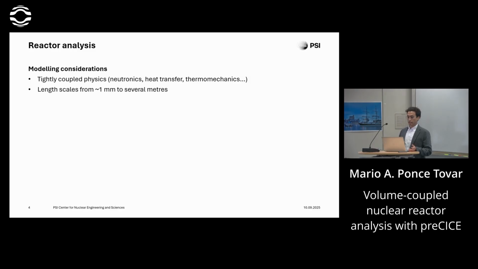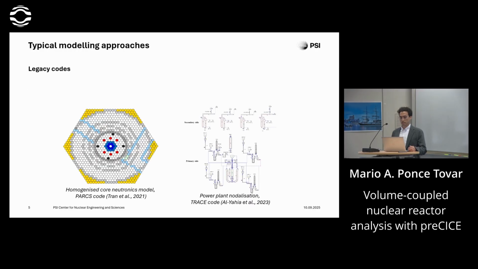So in terms of length, the length scale goes all the way from about 1 millimeter when you're dealing with individual fuel pins, all the way to several meters in the primary and secondary circuit, and so forth. And timescale-wise, it's an even greater span, from about a microsecond all the way to several years.